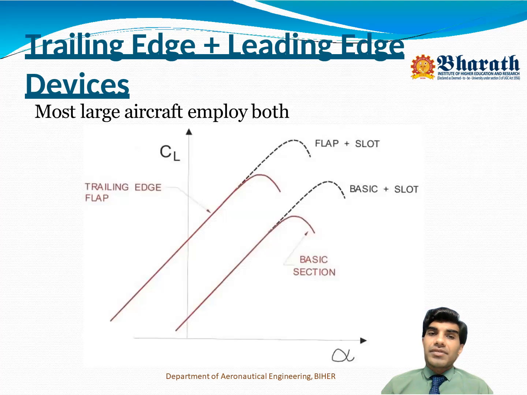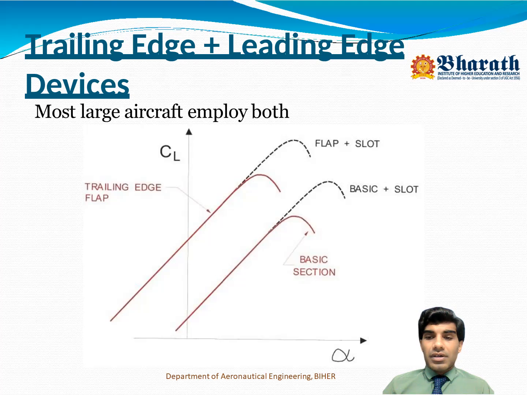So we have seen trailing edge and leading edge separately. Now here is a combination of both, the trailing plus leading edge devices. Most of the larger aircraft, like the big Antonov 225, the Boeing 787 Dreamliner or the Airbus A380, those big jumbo aircraft, use a combination of trailing edge plus leading edge devices. They have given a graph here.